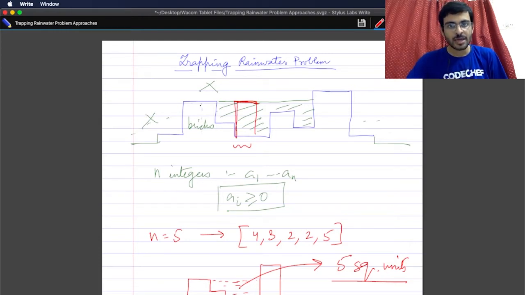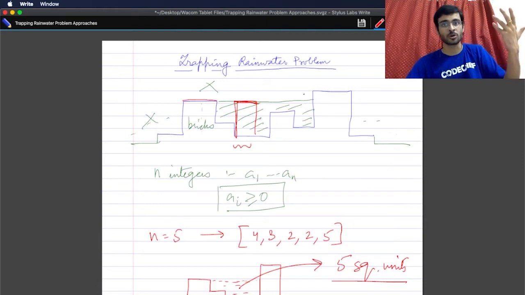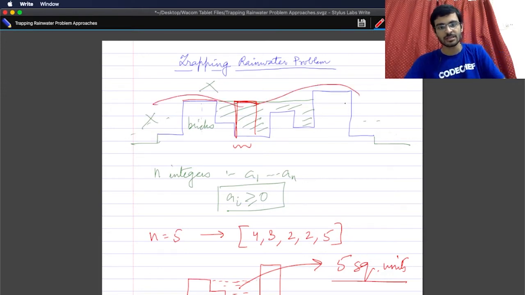Because to my left there is a brick which goes up to this height, and to my right also there is a brick which goes at least up to this height. It can be even more. So I know that if water is stored up to this height, it cannot flow away from any part. It will stay still over here, it cannot flow out from here, it cannot flow out from here. This is the idea.